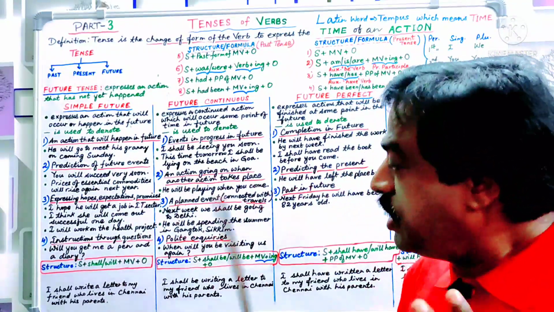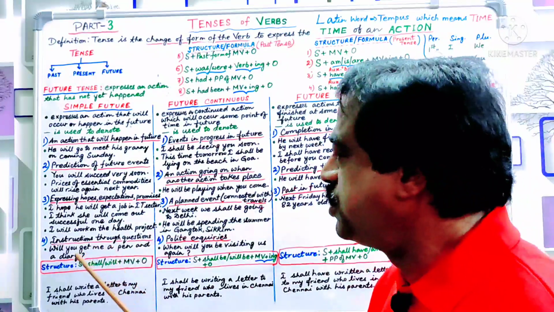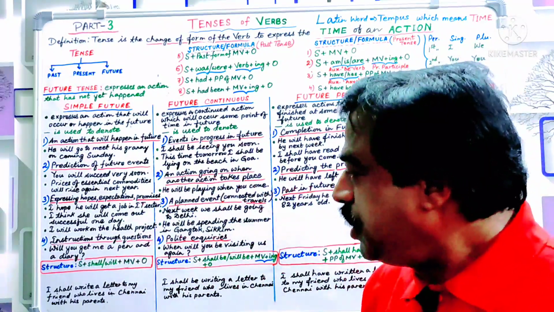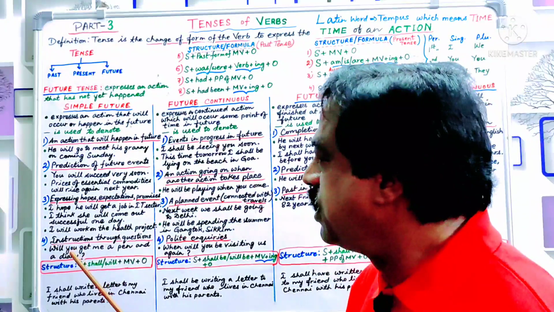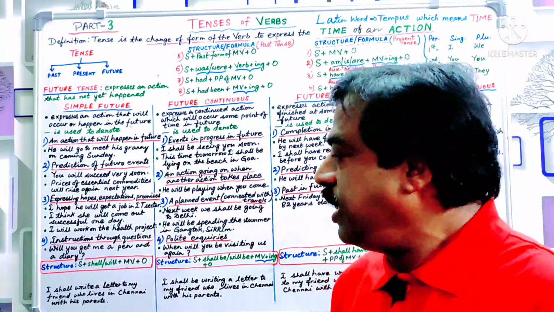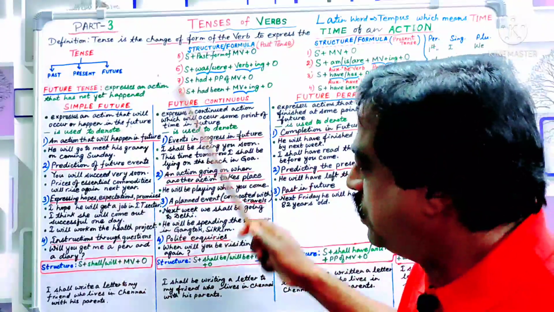And another use can be instructions through questions. Here a very good example can be like this: will you get me a pen and a diary? So these are some of the examples.